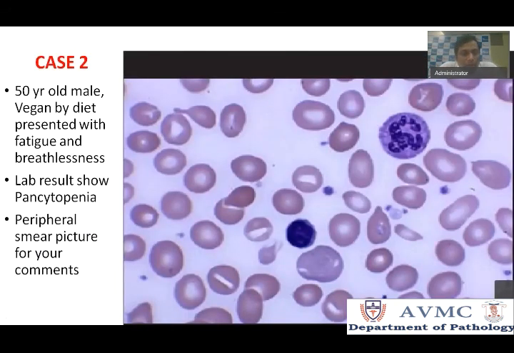So iron deficiency anemia, you know the clinical findings, you know how the peripheral smear looks, you know how the bone marrow looks, and you also know what other biochemical tests you need to do to confirm a case of iron deficiency anemia. Shall we go to the next case?